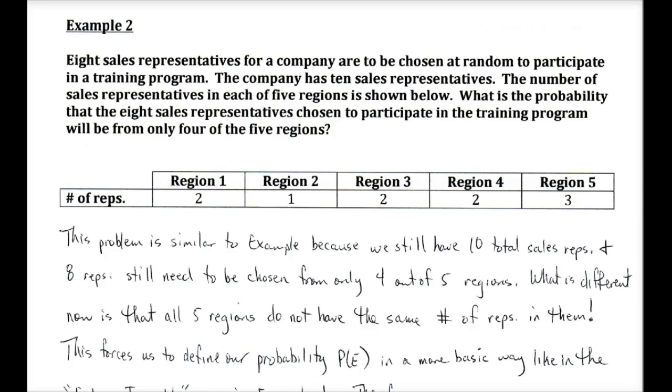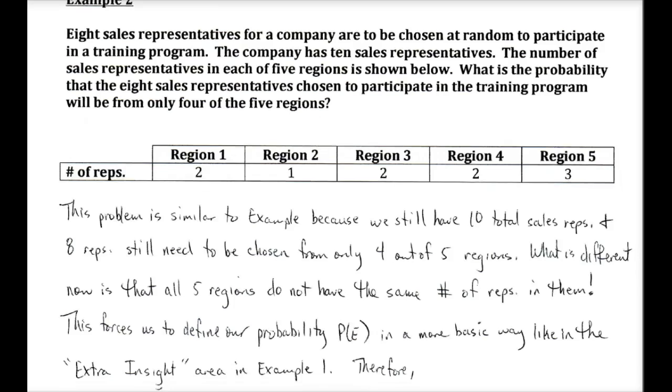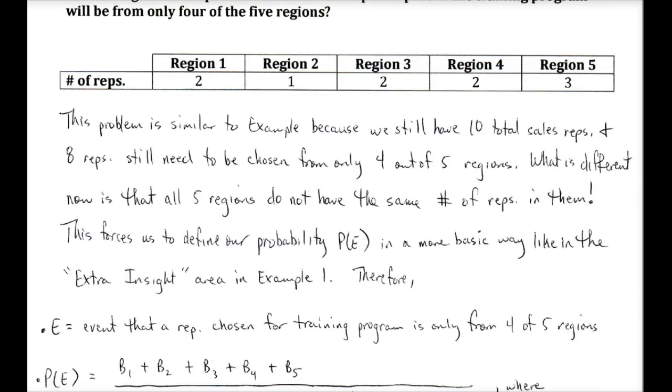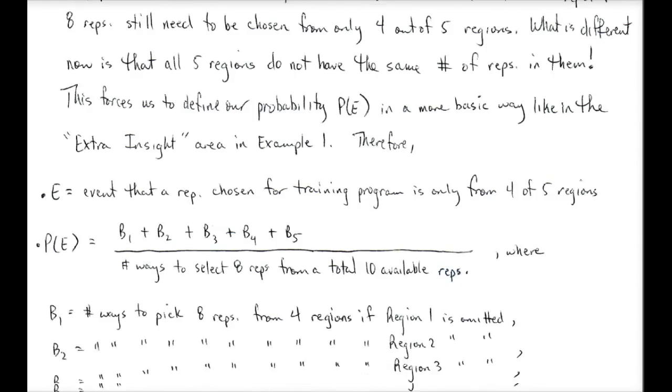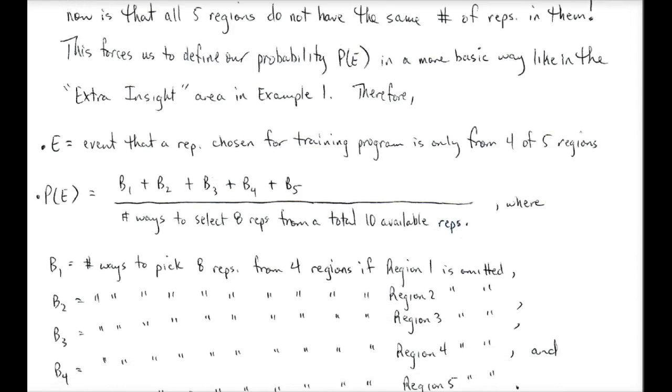All right, so with that, we know this problem is similar to the example that we had above. But of course, the one thing that's different is that not all of the sales representatives in different regions are the same amounts now. It's just region 2 and region 5 that are different, okay? So when we look here, we can now define our probability this way, okay?